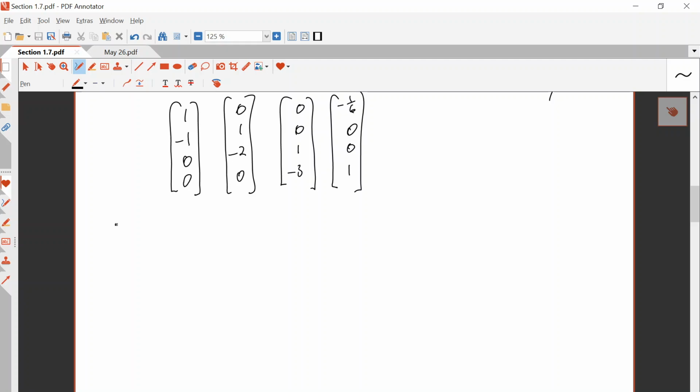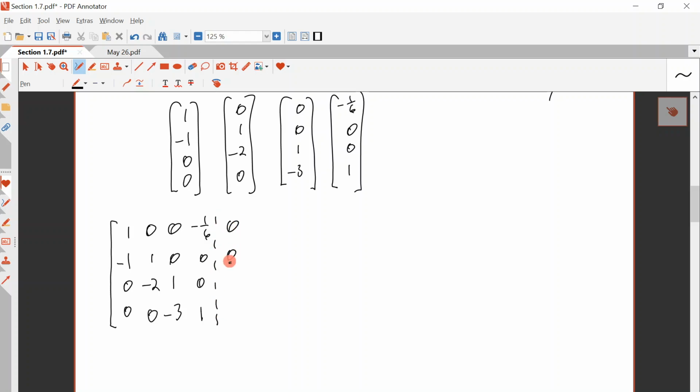So we look at the associated homogeneous system of equations, or the vector equation, x1 v1 plus x2 v2 plus x3 v3 plus x4 v4 summing to 0. Right? And we try to see if there's one solution or infinitely many solutions. So let's proceed with that. 1, minus 3, minus 1/6, 0, 0, 1, and then all these are equal to 0, 0, 0, 0.